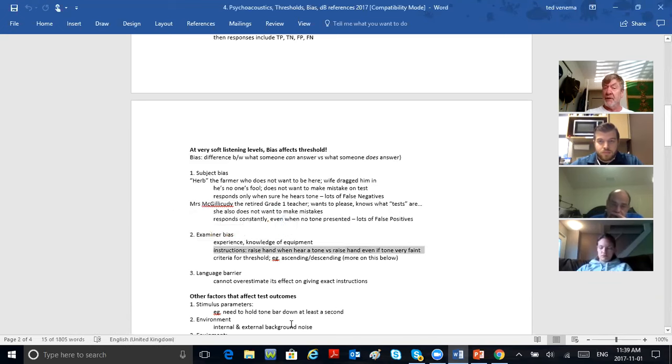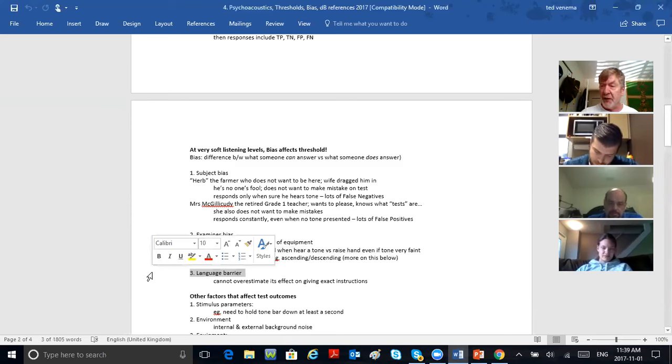Instructions. What kind of instructions did you give? Did you just say raise your hand when you hear the tone? Or did you say raise your hand when you hear the tone, even if the tones are very soft or faint, still raise your hand because we want to find out the softest that you can hear? Which type of instruction is going to give you the best hearing thresholds? Clear instructions. What's another piece of noise in quotes? Language barrier. The mother's Chinese and you're talking to the daughter and she's got to translate for the mother. You lose something in the translation all the time.